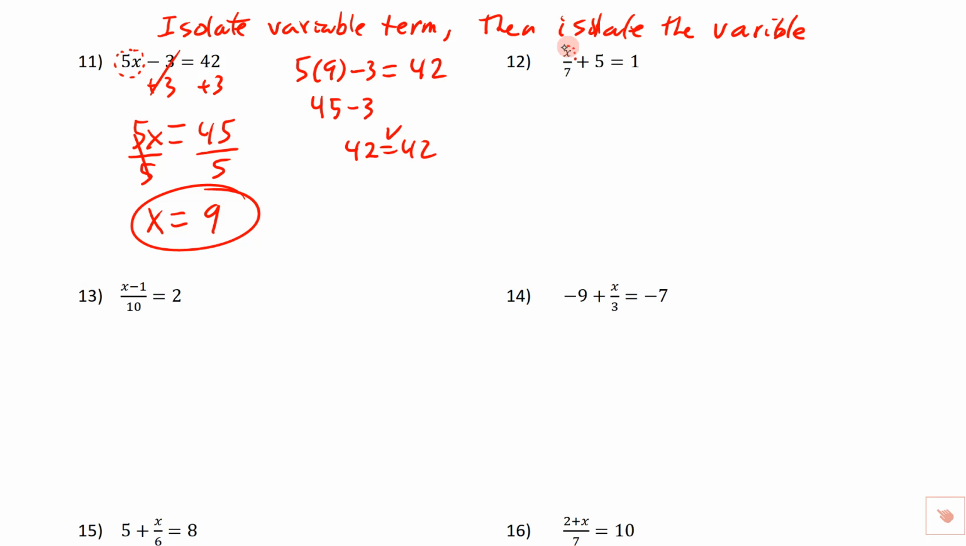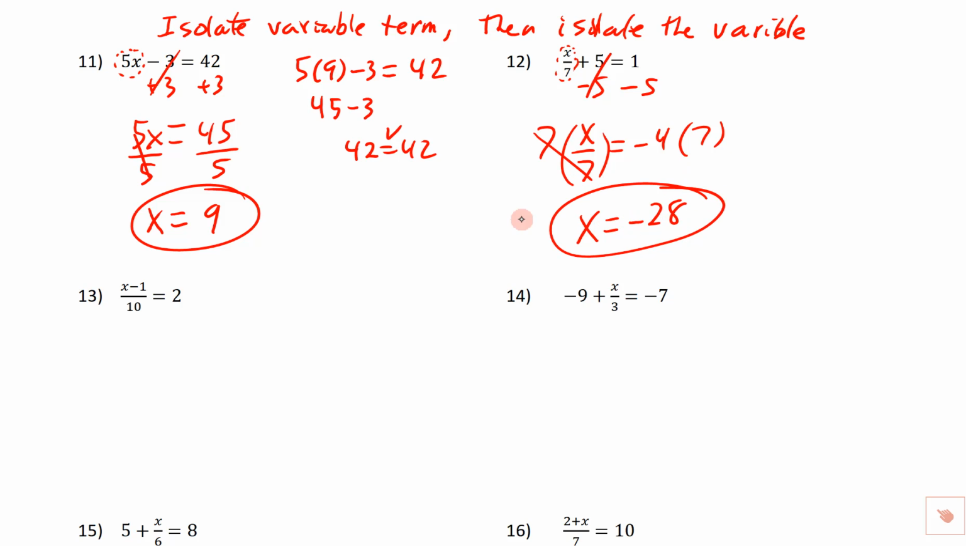Notice on this one, the variable term would be right here. This is one of those short division bars, so these two are stuck together. We want to get rid of the 5, so we're going to subtract 5 from both sides. Those are going to cancel. We get x over 7 equals, let's see, 1 minus 5, that would be negative 4. And then we want to undo dividing by 7, so we're going to multiply this side by 7 and multiply that side by 7. They cancel here, so we get x equals negative 28 over on that side right there.